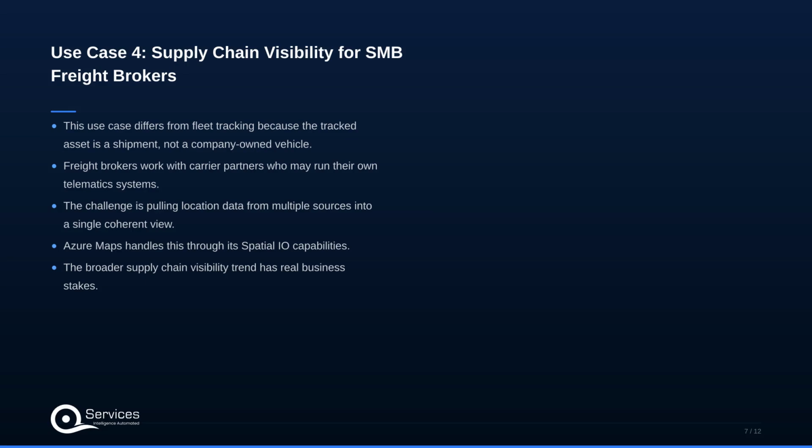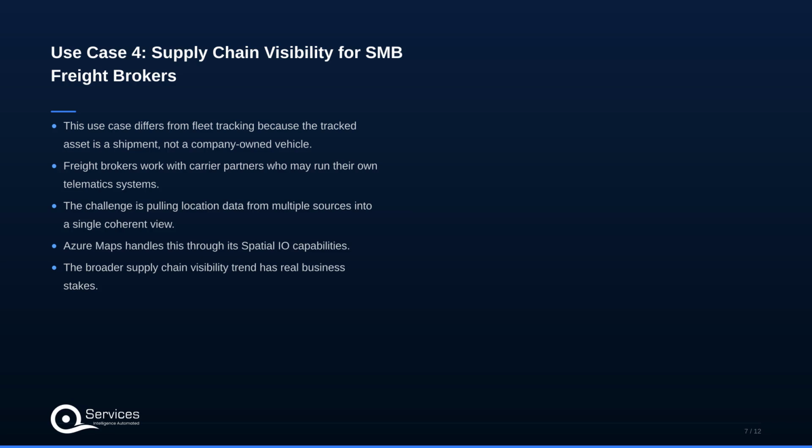Next up, use case 4, supply chain visibility for SMB freight brokers. This use case differs from fleet tracking because the tracked asset is a shipment, not a company-owned vehicle. Freight brokers work with carrier partners who may run their own telematics systems. The challenge is pulling location data from multiple sources into a single coherent view. Azure Maps handles this through its spatial I/O capabilities.